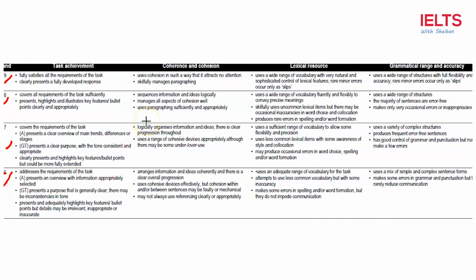Of course, for coherence and cohesion, if you go to band 9, it uses cohesion in such a way that it attracts no attention. That means it's very easy to follow, and very well developed. Your article or your piece of essay is very well developed and not necessarily complicated. And you have to keep in mind, complicating your writing is not a good thing to do in the exam. Then paragraphing, that means we should see very well managed paragraphs. That means an introduction paragraph, body paragraph, then conclusion paragraph.